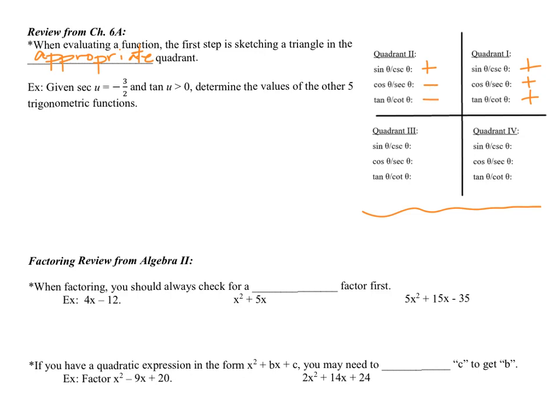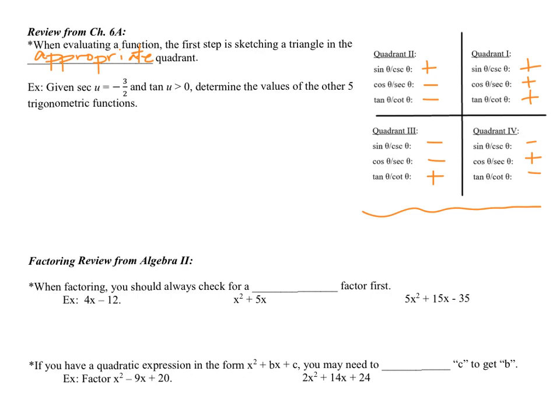In quadrant 3, tangent is the only one with cotangent that are positive, but cosecant, sine, cosine, and secant are all negative. And then last but not least, in quadrant 4, the only pair that hasn't been positive other than quadrant 1 is cosine and secant. They're positive also in quadrant 4. The other 4 are negative.